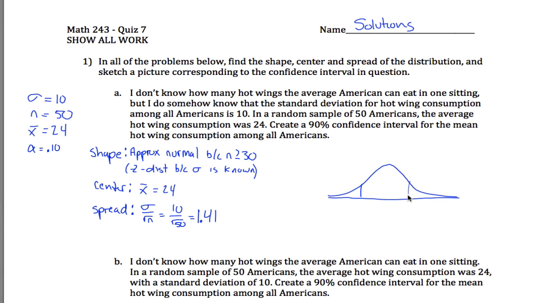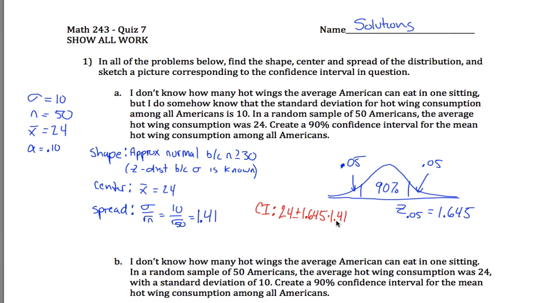Not a great picture, but it'll work. I want 90% of the data in the middle. That tells me that I need 5% out here and 5% out here, so what I need to figure out is z sub 0.05. You look that up in your tables or calculator, and you get 1.645. So your confidence interval is x bar 24 plus or minus 1.645 of these standard deviations, these 1.41s.